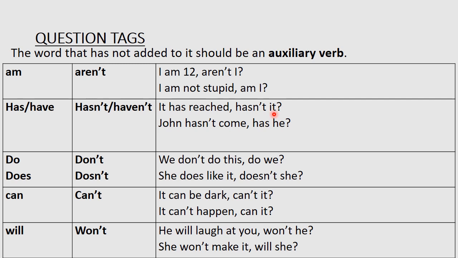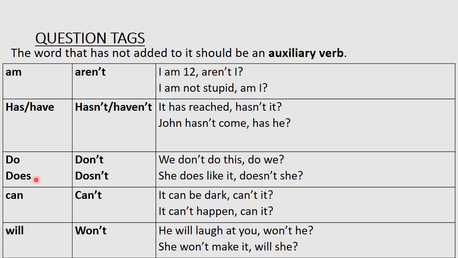So the last word here can be he, she, we, they, it. These are the words depending on what the object or whatever we are talking about. Here it was it. We don't know what it is. So it's hasn't it. John, a man, has he. And I also: I am 12, we're talking about I and I. So we use I, we use he, we use she, we use we, we use they.